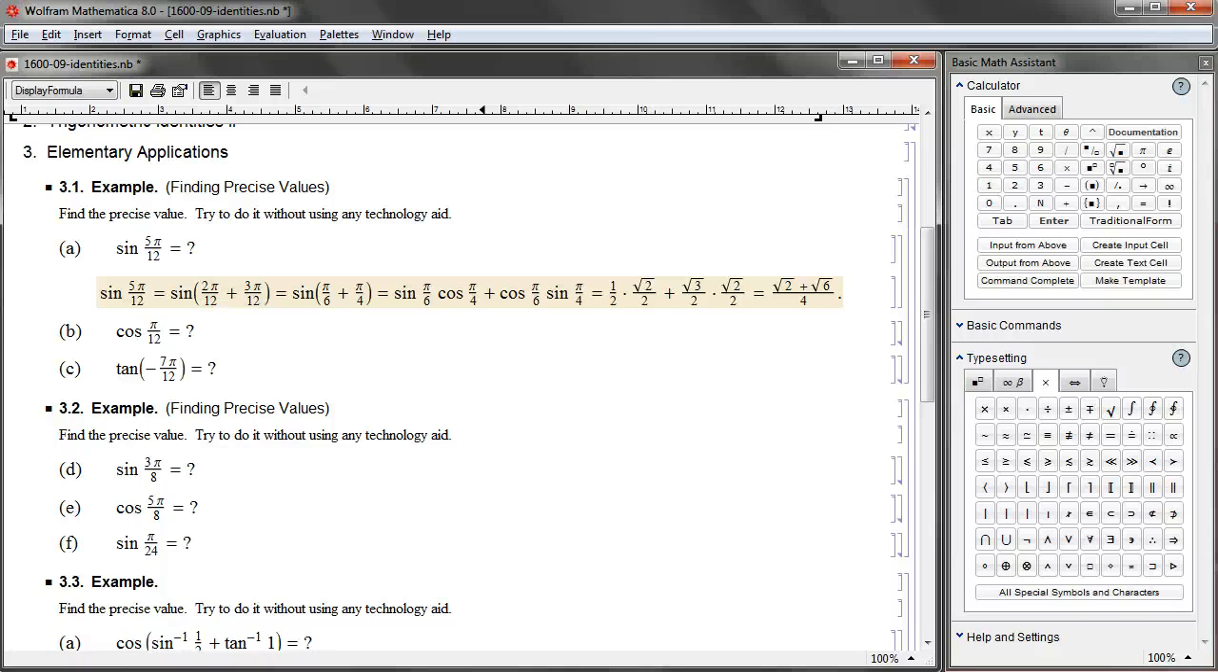In this case, 2 pi over 12 is the same as pi over 6, and that's a basic angle. And 3 pi over 12 is pi over 4. That's a basic angle too. So what do we get? Sine of alpha plus beta forms.